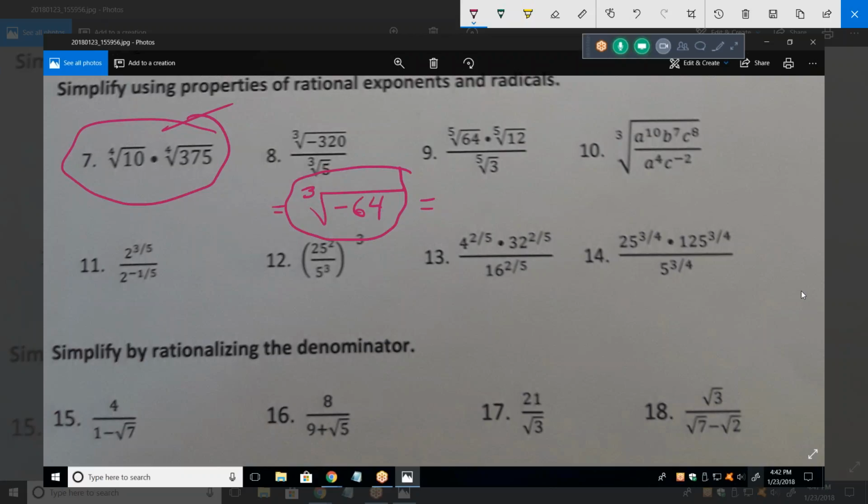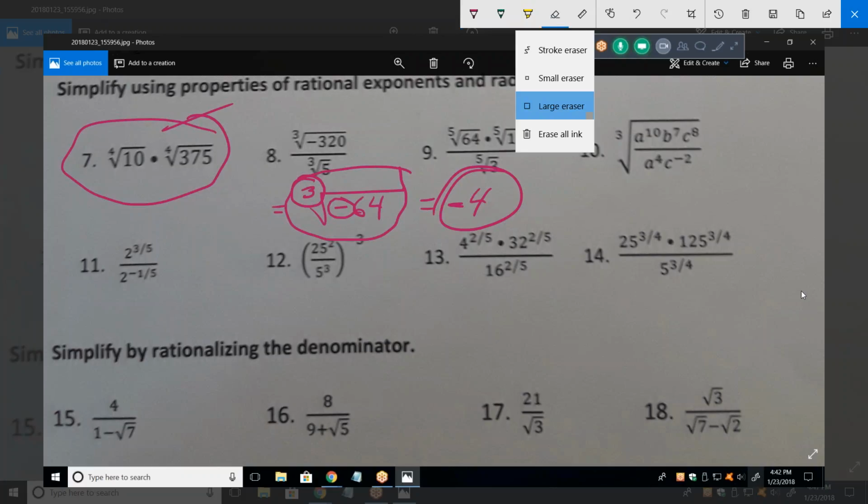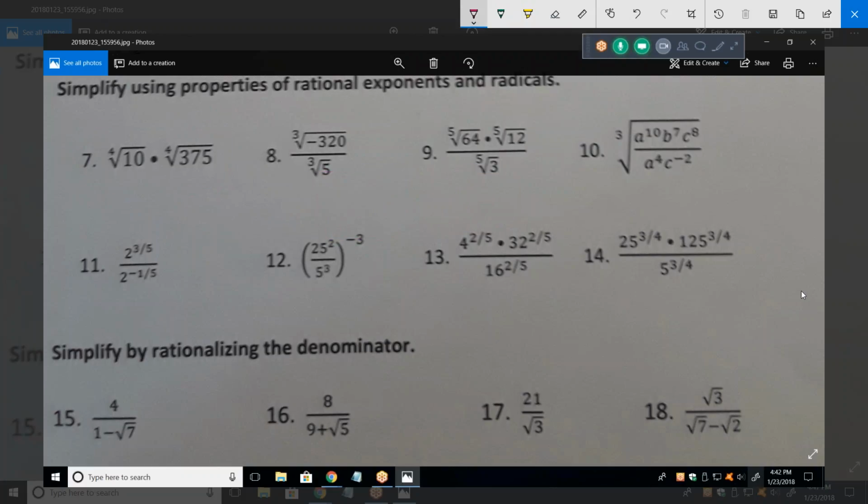2, I think. 2 cubed is 8. 3 cubed is 27. 4 cubed is 64. So what's the answer? 4. No. -4. Odd root. Whenever you're taking an odd root, the answer always has the same sign as whatever's inside there. -4. Okay.